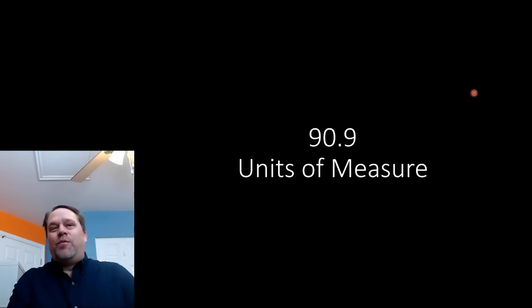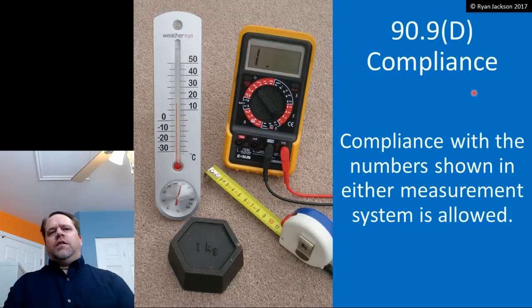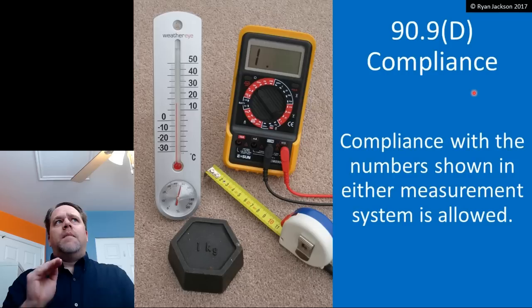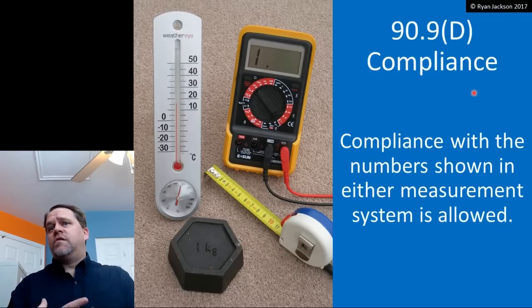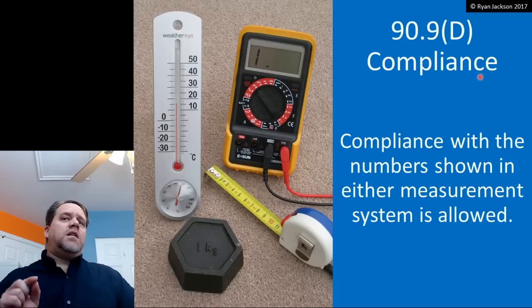The last thing is 90.9, units of measure. I'm only going to cover subsection D, but suffice it to say that we use both the metric system and the SI system, the inch-pound method. We use the metric system first because the code's intended to be an international document and the US is a little bit backwards and we don't use the metric system for whatever reason. So 90.9(D) is quite important.